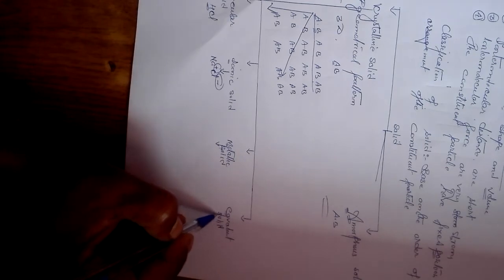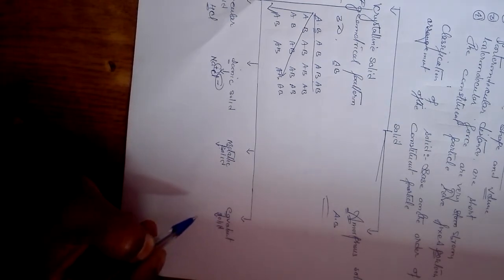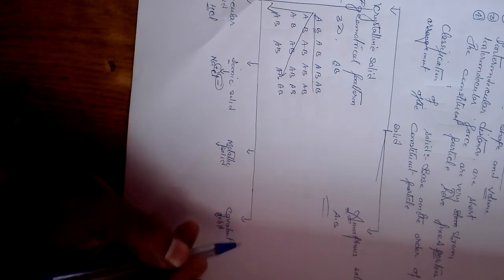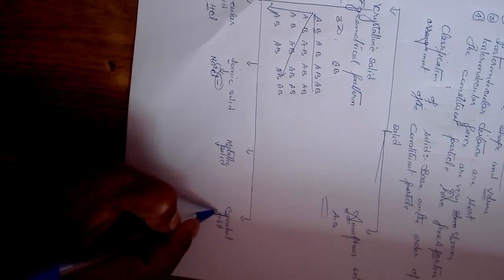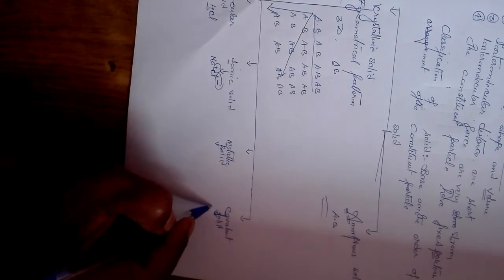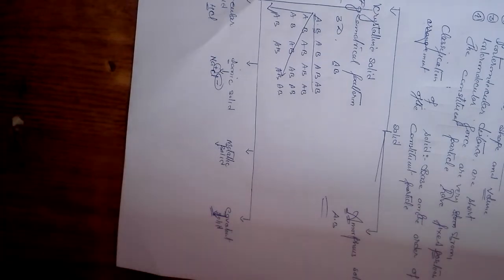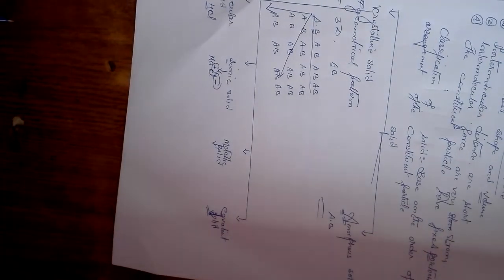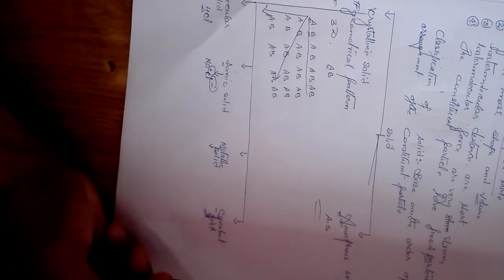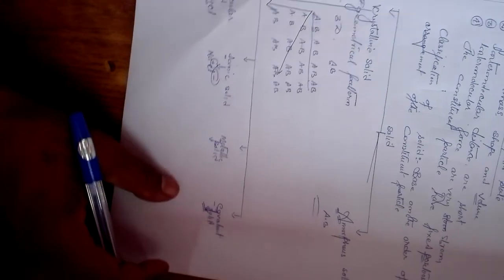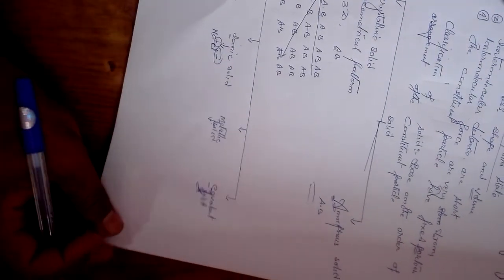And covalent solid. In this case, the crystalline solid is classified not on the type of the constituent particle but on the nature of the force of attraction. In this case, the bond between the constituent particles is a covalent bond, hence it is known as a covalent solid. So that's all regarding the classification of a crystalline solid.